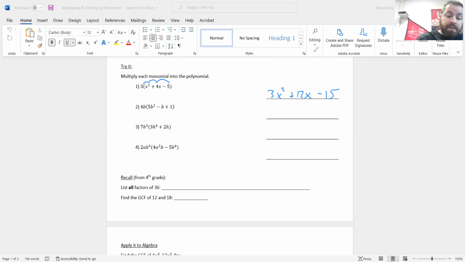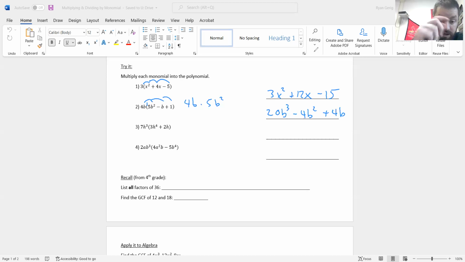In number 2, there is. 4b is getting multiplied in. So I'm adding, basically I'm putting 1b in there. So what I'm doing is 4b times 5b squared. So you're basically doing 3 problems that we did in the last unit, all in one problem. So 4b times 5b squared is 20b to the third. And then 4b times -b. So 4 times -1 is -4. b times b is b squared. And then 4b times 1 is just 4b.